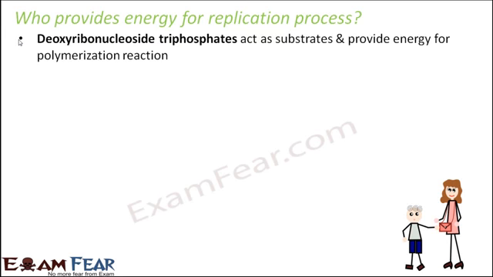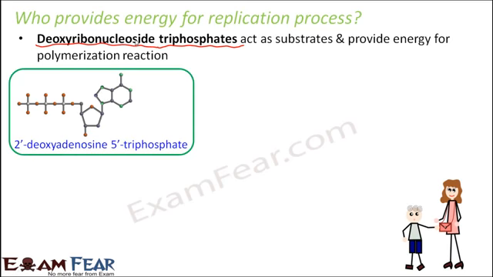In a very similar way, for this replication process, deoxyribonucleoside triphosphates act as substrates and provide energy for the polymerization reaction. Now what is this deoxyribonucleoside? You remember nucleoside, we spoke about them. What is a nucleoside? When the pentose sugar and the nitrogenous base combine with each other, they form a nucleoside. Now when the pentose sugar is a deoxyribose sugar, and it combines with a base, it forms deoxyribonucleoside. When this deoxyribonucleoside combines with a triphosphate, like how we have it in ATP, adenosine triphosphate, it becomes a very high energy molecule, because high energy is stored in the phosphate bonds.